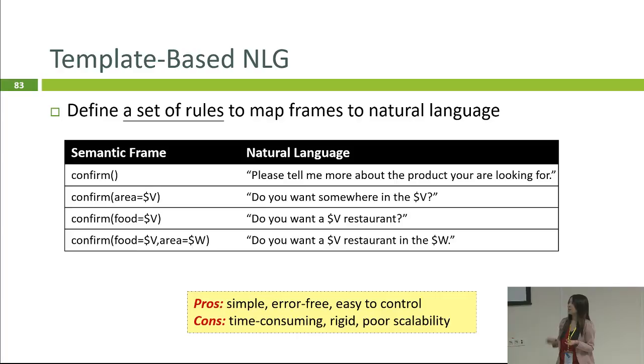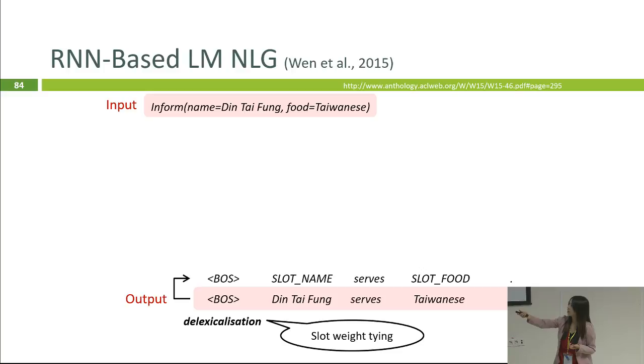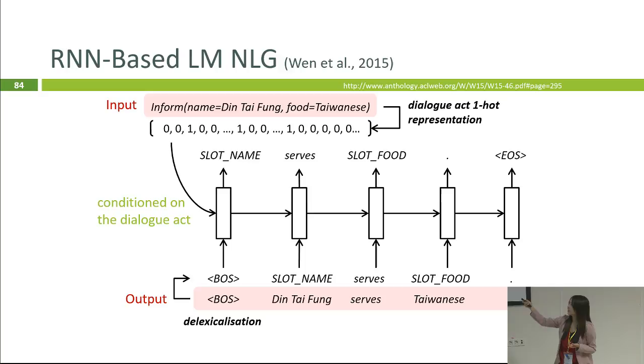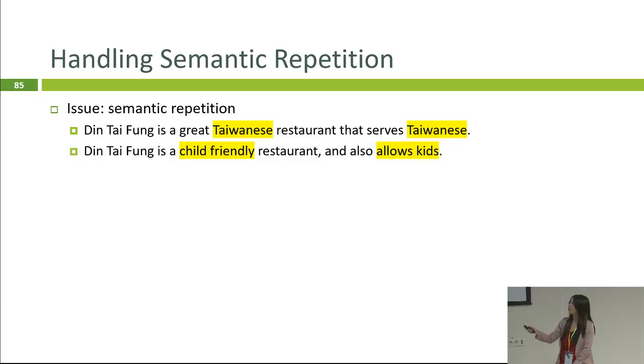learning-based approach. This is the RNN-based NLG. For example, we want to generate the sentence here based on these semantics. We do delexicalization and then feed the semantic vector into this RNN and allow the model to output the sentence, word by word. But it has some problems with repetition, because we feed the semantic frame into this model, so when it generates the words, it always wants to cover the semantics you mentioned. Like "Din Tai Fung is a child-friendly restaurant and also allows kids." It's a semantic repetition. It's not necessary. So we want to handle this issue.